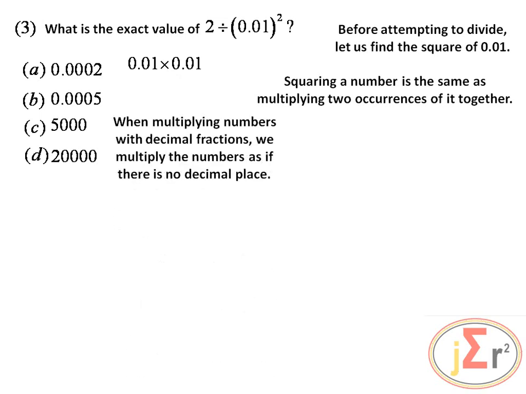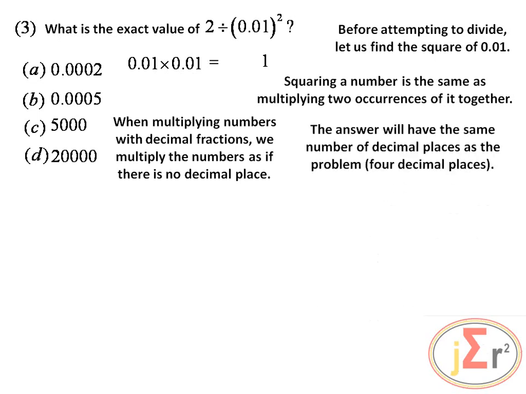When multiplying numbers with decimal fractions, we multiply the numbers as if there is no decimal place. Of course, we only have this one multiplying by this one in that event. So 1 multiplied by 1 is equal to 1. What do we do next? The answer will have the same number of decimal places as the problem.